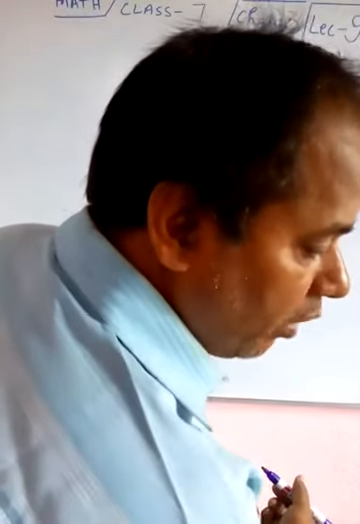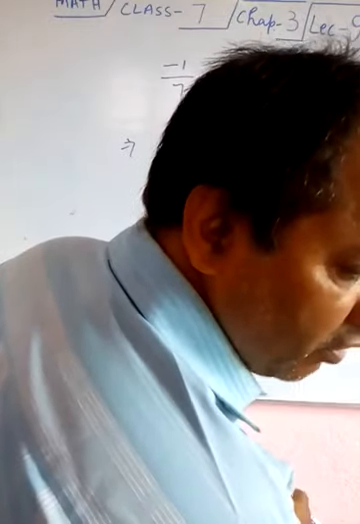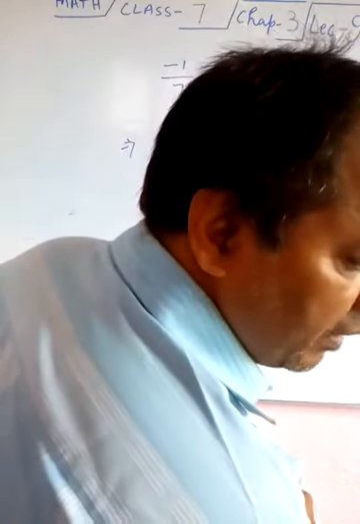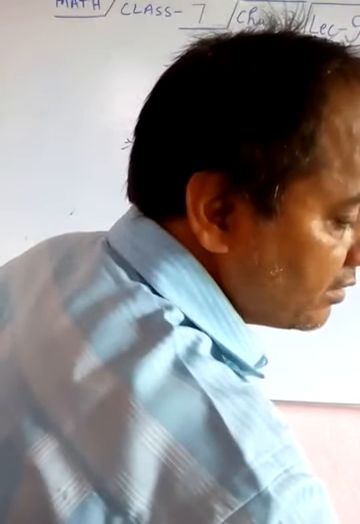Now exercise 3.3 is there, and there are 12 questions. We have to solve all the questions. So the next topic will be the multiplication and division of rational numbers.